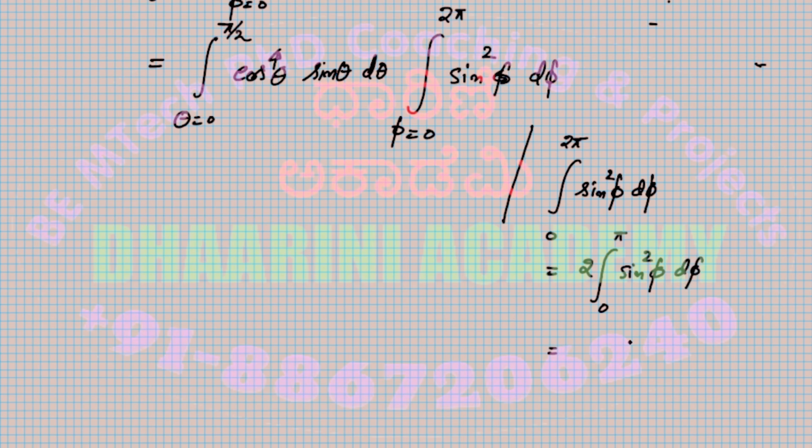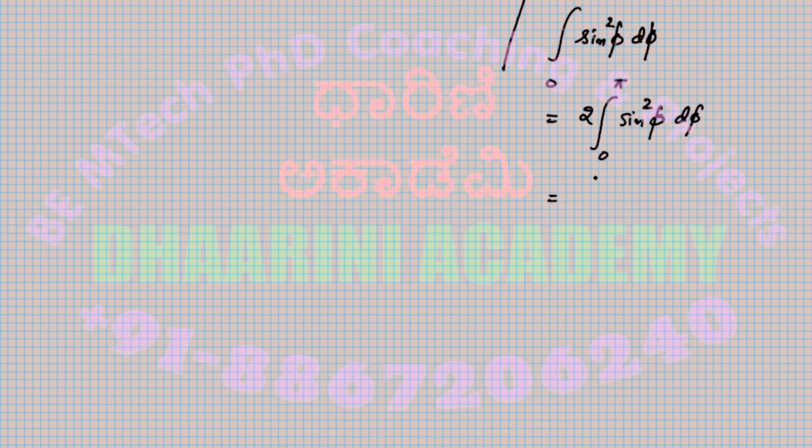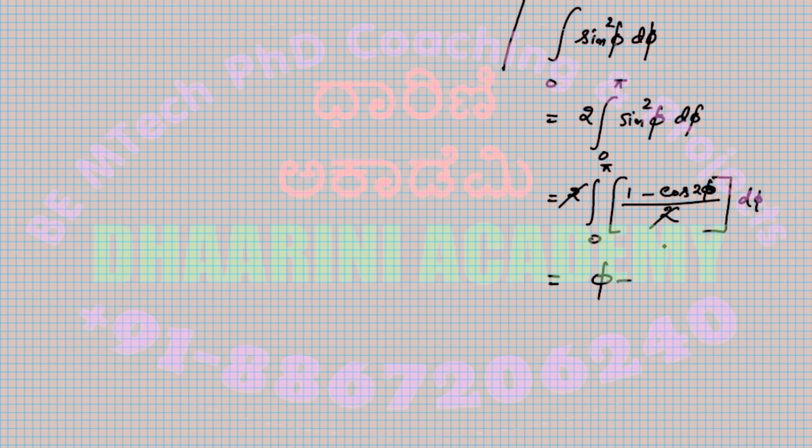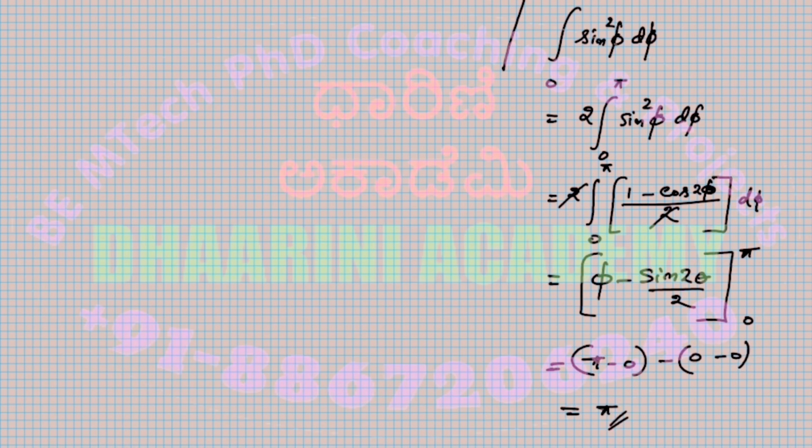Sine square can be substituted as 1 minus cos 2 phi, whole divided by 2. So that is 2 times the integral from 0 to pi of (1 minus cos 2 phi) by 2, d phi. Sorry, it's phi, my mistake. The 2 cancels. The integration becomes phi minus sine of 2 phi by 2, and you substitute 0 to pi. It is pi minus 0 for the first term, and for the second term, sine of 2 pi is 0 and sine of 0 is also 0. It's simply pi. That's the calculation.